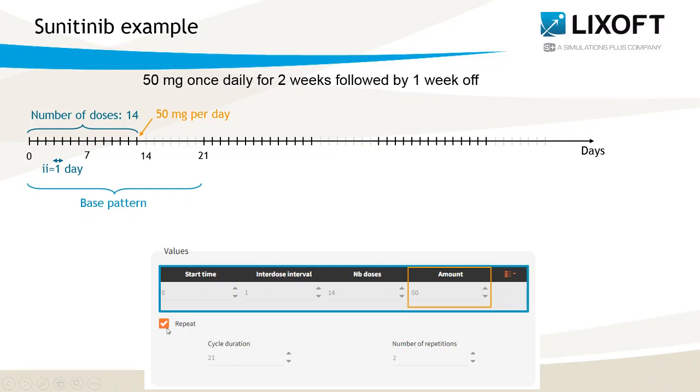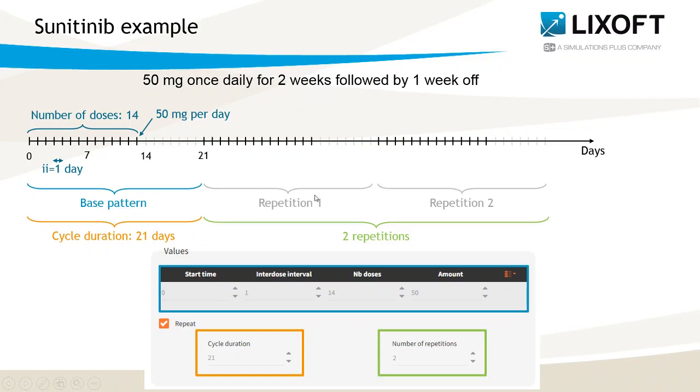I then need to define the periodicity of the repetitions. This is done by giving the cycle duration, so here 21 days, 3 weeks. Note that the days off are implicitly defined by the number of doses, 14, and the cycle duration. And finally, I need to indicate how many repetitions I want. Here I have 2 repetitions in addition to the base pattern, so I indicate 2 here.